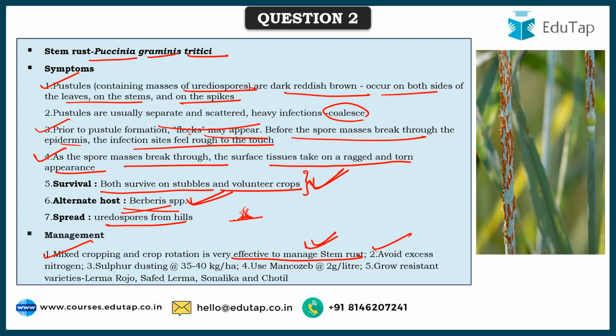Avoid excess nitrogen. Sulfur dusting can be done at the rate of 35 to 40 kg per hectare. Usage of mancozeb at 2 grams per liter spray, and growing resistant varieties like Lerma Rojo, Safed Lerma, Sonalika and Chotil.